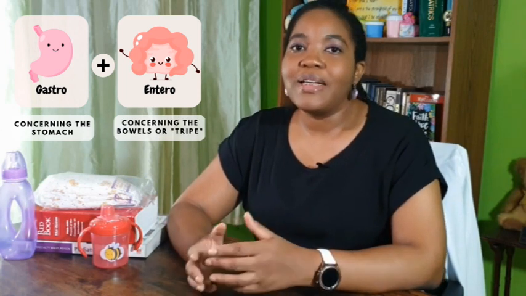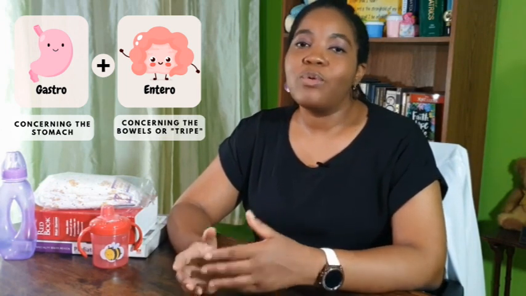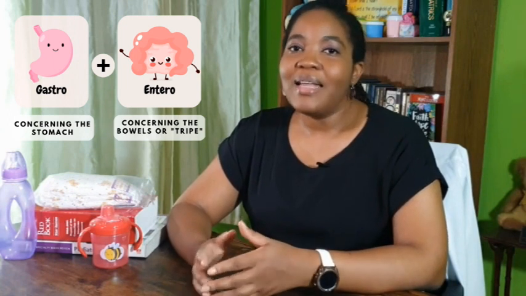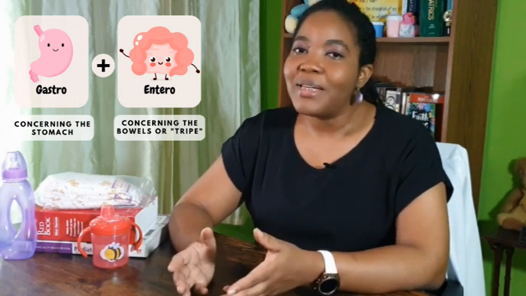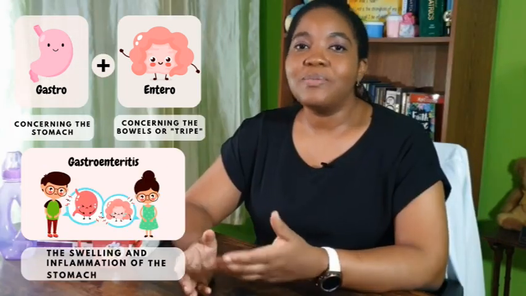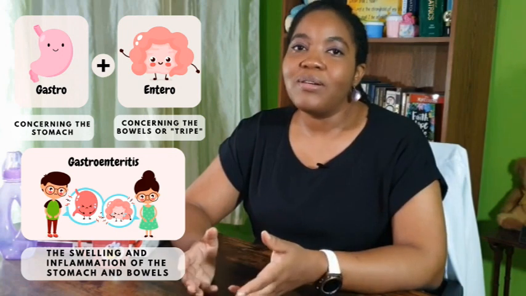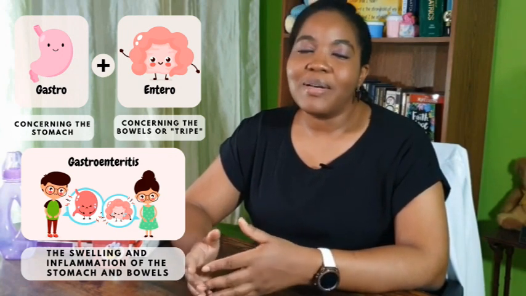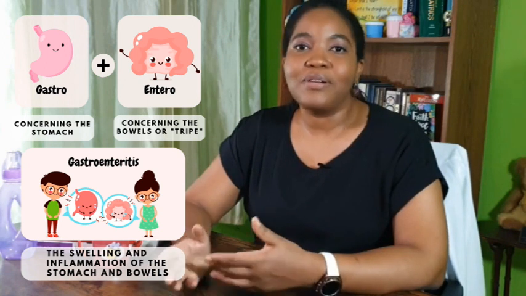So when we talk about GE, we're talking about gastroenteritis. Now, you know I like to break things down. So when we say gastro, we're talking about the stomach or the belly. When we talk about entero, we're talking about the intestines or the bowels, or what we might call tripe here in Jamaica. And anything that says itis deals with the inflammation or the swelling of the area that we're talking about. So gastroenteritis is the swelling and inflammation of the tummy and the intestines. And this usually is caused by some infection, a virus, a bacteria, a fungus, many different causes for gastroenteritis.